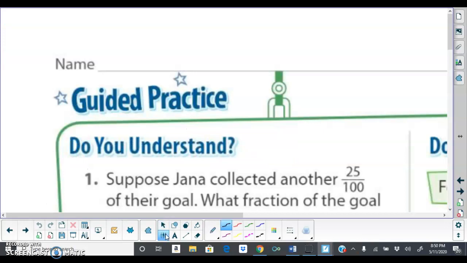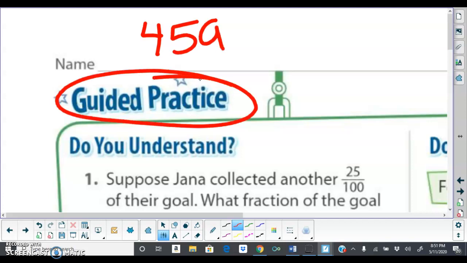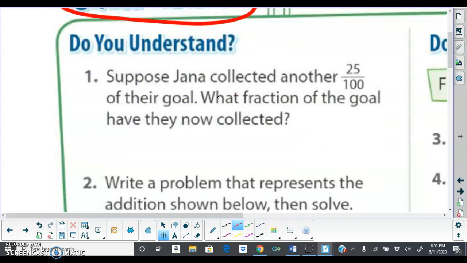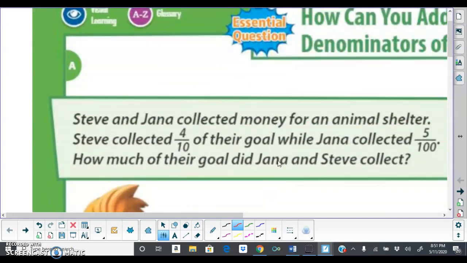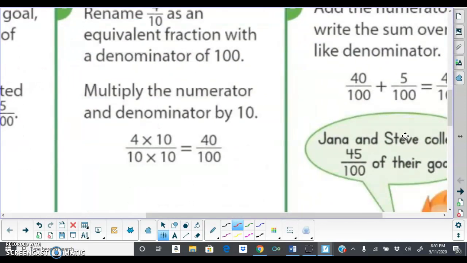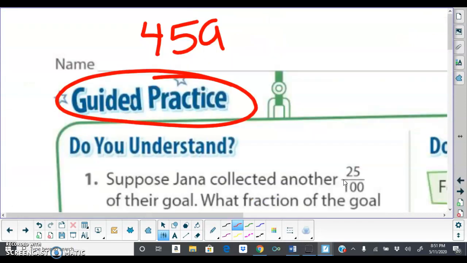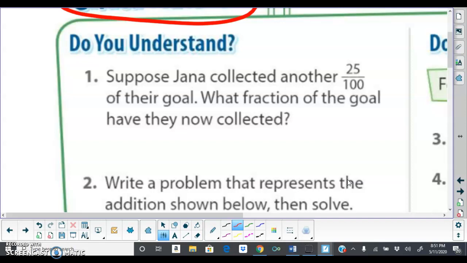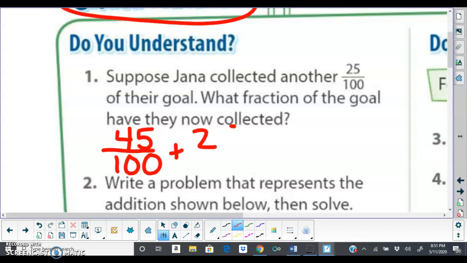Okay, let's take a look at page 459. And we're going to look at guided practice. Okay, so let's take a look at do you understand? Suppose Janet collected another 25 hundredths of their goal. What fraction of the goal have they now collected? So we're going back to the other problem. Okay, so we know they had collected altogether 45 hundredths. So what if they collected another 25? So we would have 45 hundredths plus 25 hundredths. Can you add that the way it is?